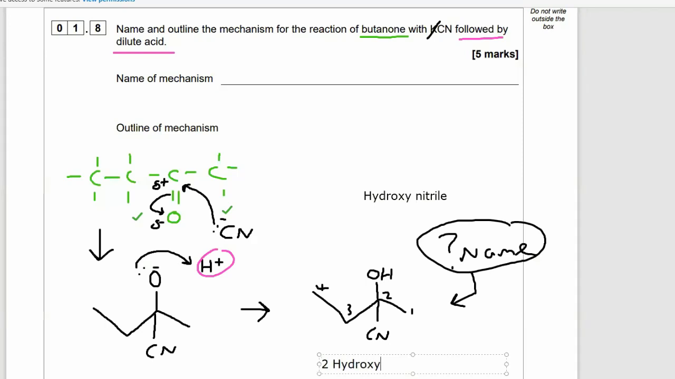But if you wanted to name it, you'd count the carbons along 1, 2, 3, 4, and you'd say, it looks to me like 2-hydroxybutanenitrile. Butane 2-nitrile. So 2-hydroxybutane 2-nitrile.